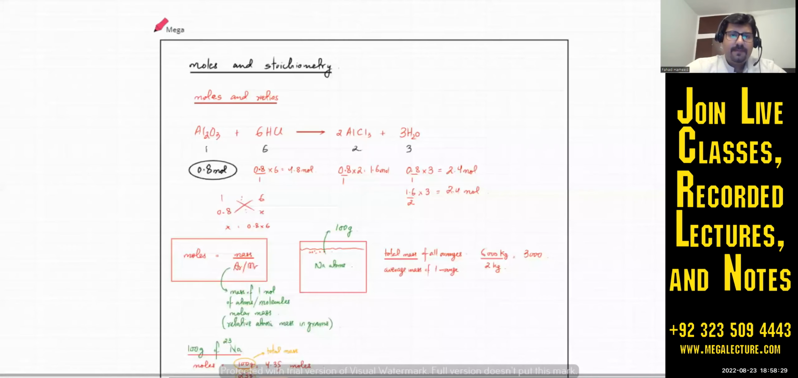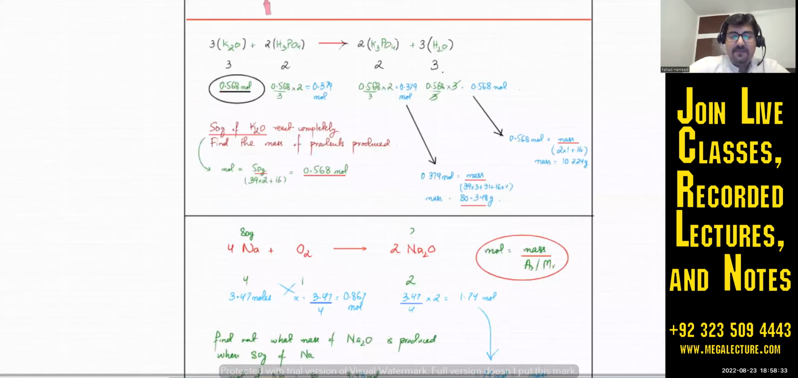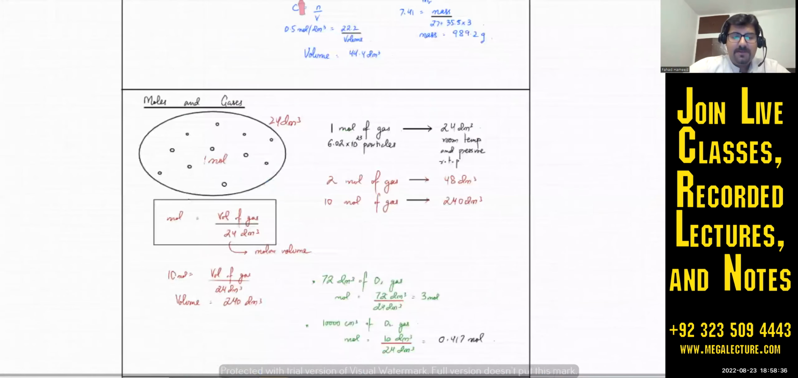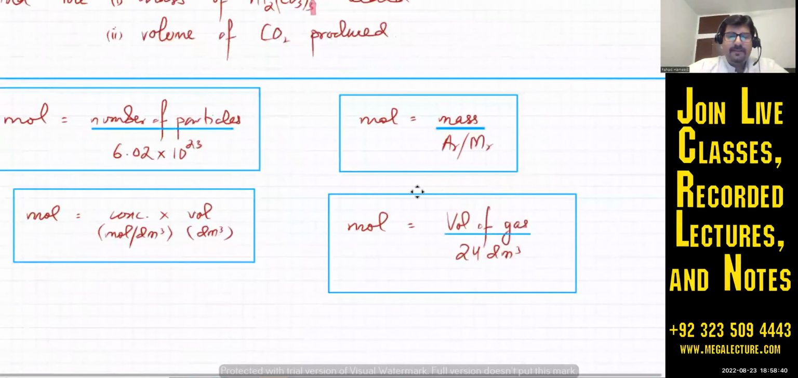Just recap. So what was the summary? You had three basic formulas for finding moles. Four actually. Moles was mass divided by molar mass, moles was concentration times volume for a solution, and moles was volume of gas divided by 24 dm cube.